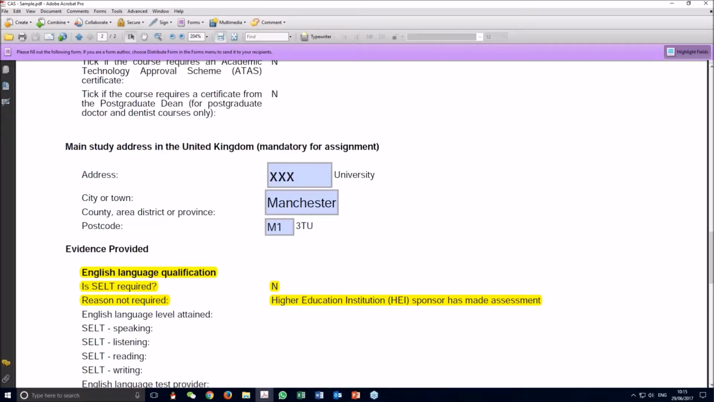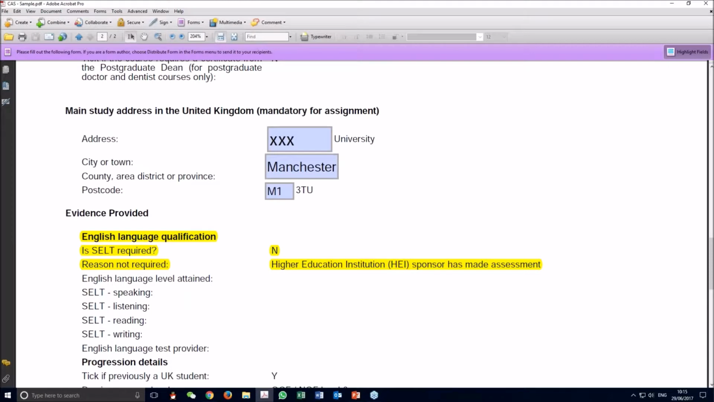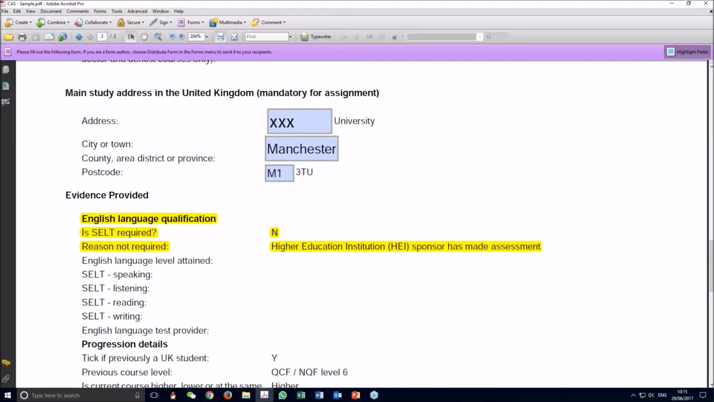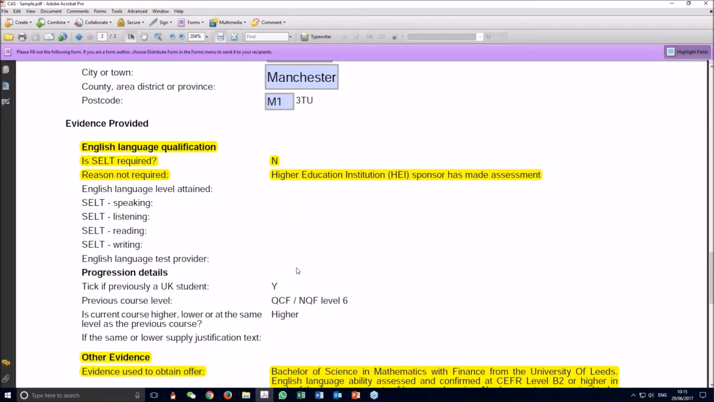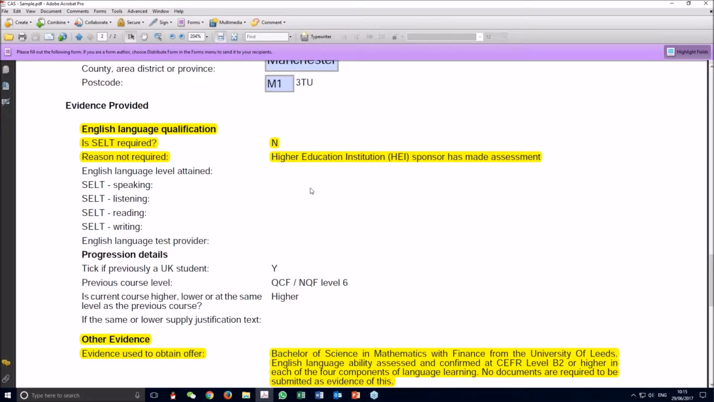Now we come to the university information: the university name and the university address. And now we're probably going to talk a bit more about the evidence provided. This is very important. As we said before, for any academic evidence or language evidence listed on the CAS, we, as the applicant, must provide the original documents for our visa application.